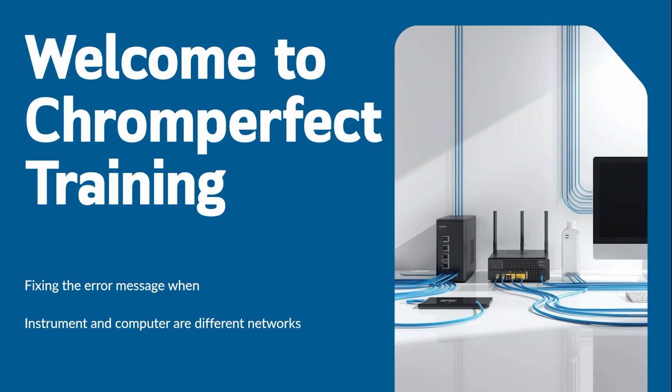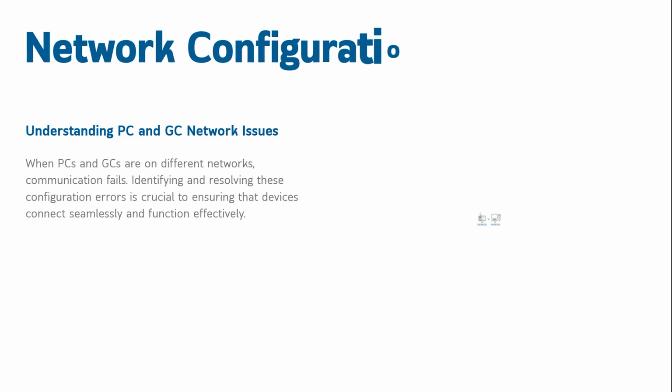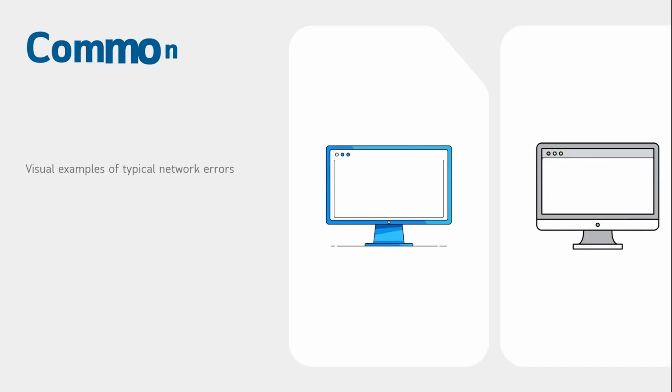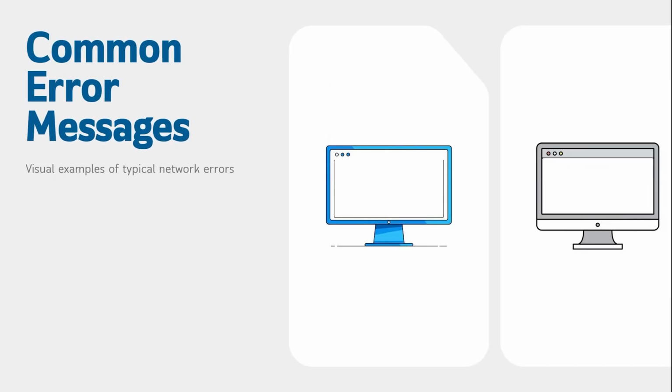Today, we are looking at a common error caused by incorrect network configuration. In this short Chromperfect video, we'll look at one of the most common causes of connection errors, when the GC and the computer are not on the same network. This issue can cause Chromperfect data acquisition to crash or display messages such as "No connection could be made because the target machine actively refused it," or "The write operation failed, see inner exception."